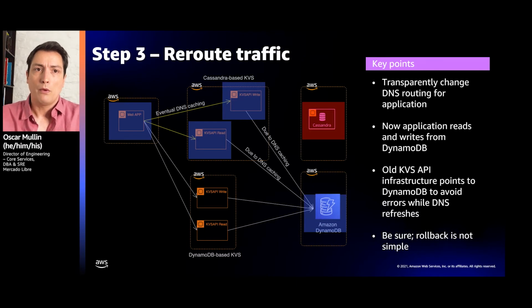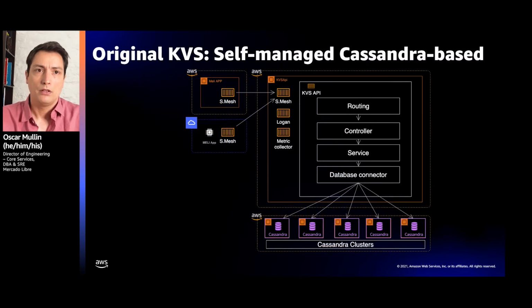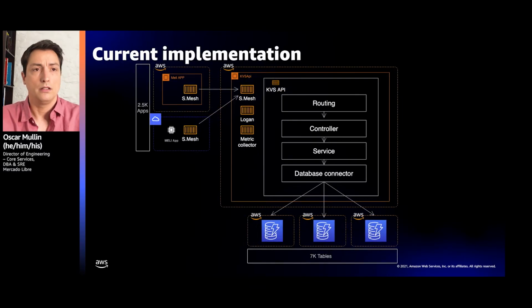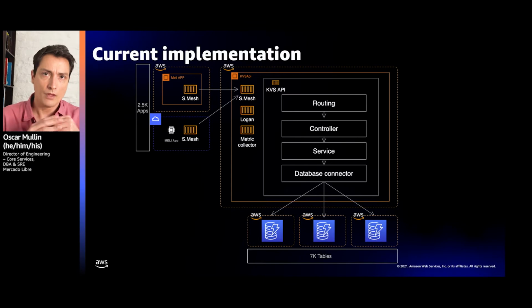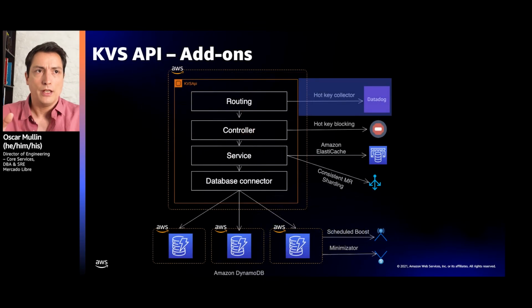So with that, we moved away from our Cassandra setup to our DynamoDB setup without asking anyone in the organization to change a single line of code, only asking them 5 to 10 minutes of downtime to be able to complete the migration. So it is worth mentioning that our KVS API may seem like a simple wrapper or router, but it's much more than that.